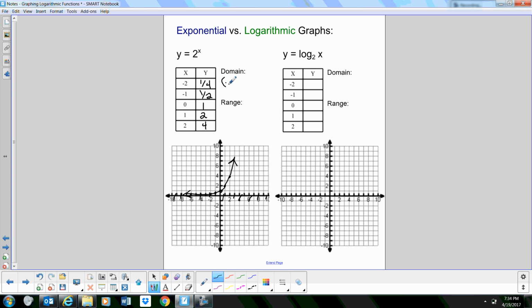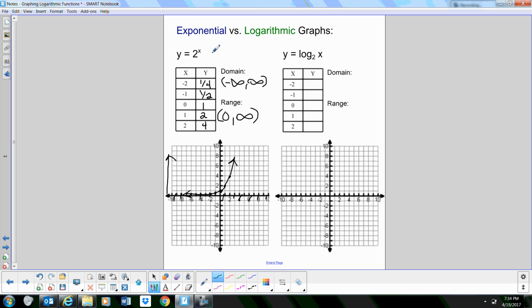Now, our domain, as you can see, goes left to right forever. So in interval notation, our domain is all real numbers, -infinity to +infinity. And our range is from the x-axis up, so it's from 0 to infinity, and it does not include the x-axis because that is an asymptote.